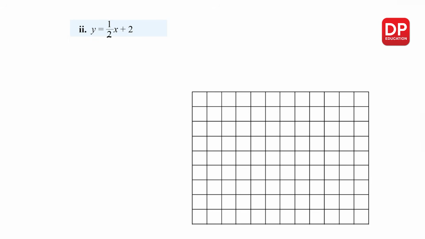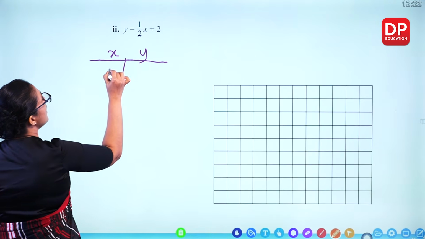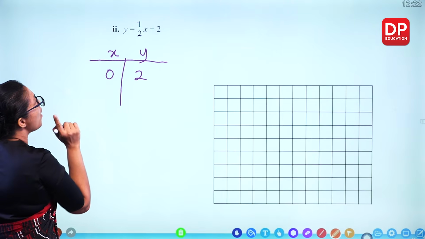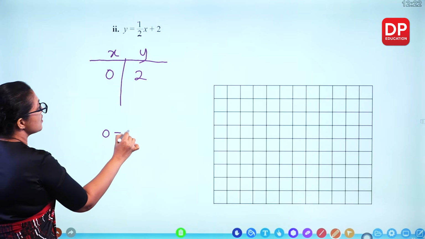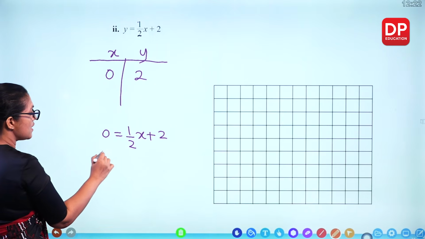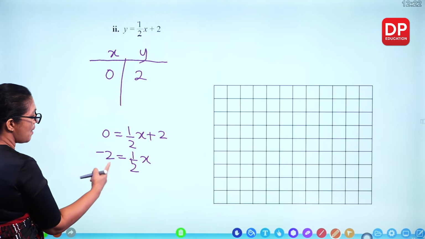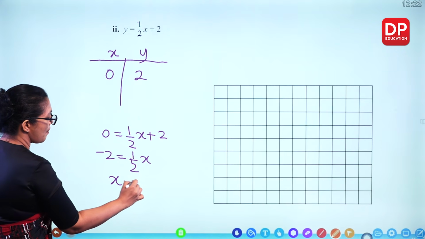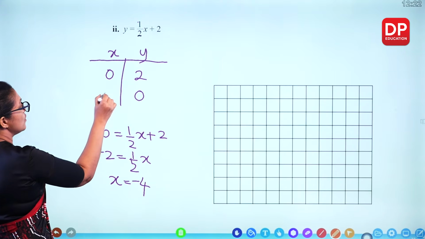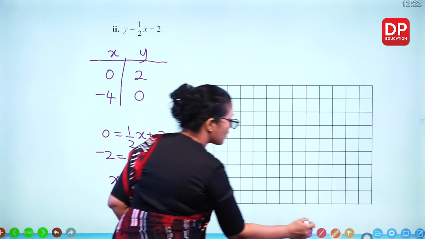This one again, so you need to find out the values, x and y. X equals 0, y equals 2. Y equals 0, substitute and get the answer, plus 2. Take 2 to the other side, minus 2 equals half x. Then multiply by 2, minus 4. Y equals 0, x equals minus 4. Now we'll draw the graph.